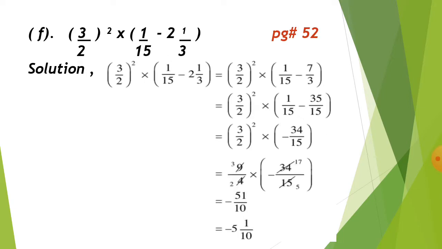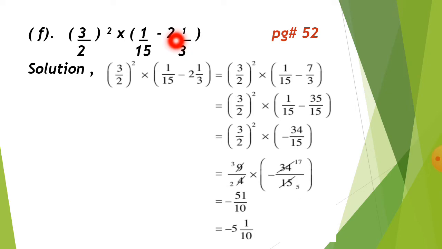F part is there. 3 over 2 square. Then we are having multiplication sign. 1 over 15 minus 2 into 1 over 3. Before solving this square, we are going to solve our bracket, inside of the bracket, because it is having the minus sign. So we are going to solve this one.